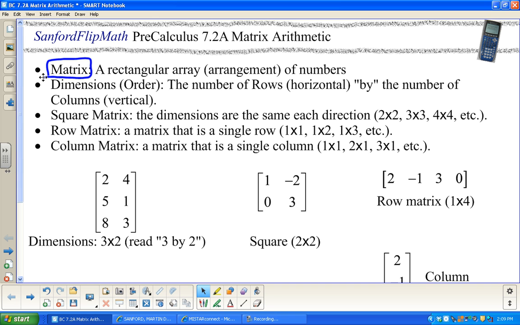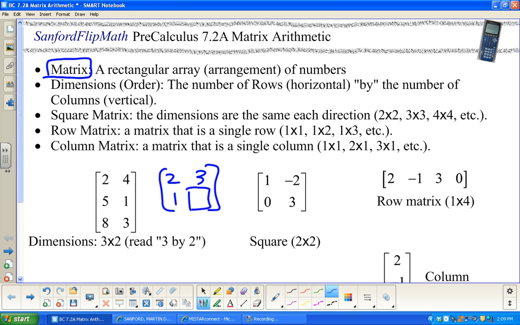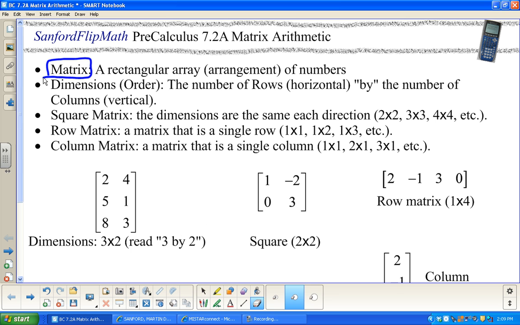So a matrix is a rectangular array. Every row has to have the same number of elements in it. Every column needs to have the same number of elements in it. You can't have a matrix like 2, 3, 1, and nothing there. There have to be complete rows, complete columns.